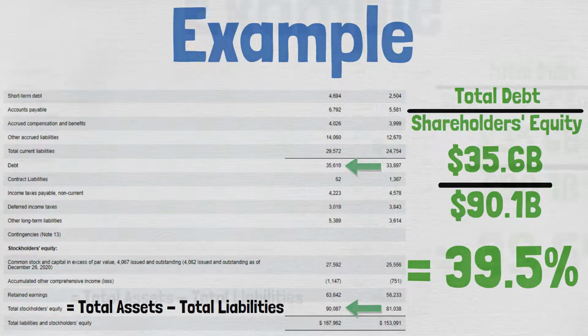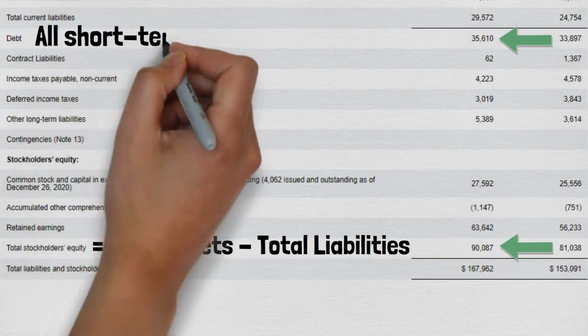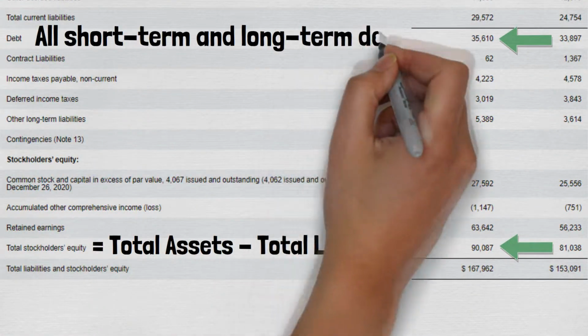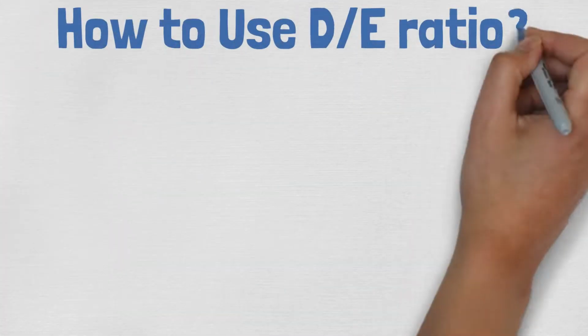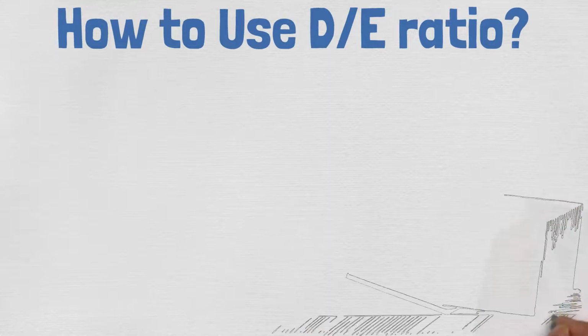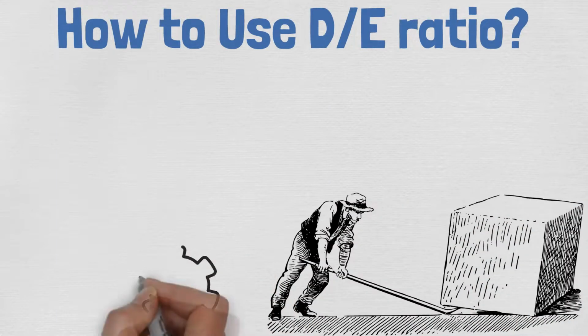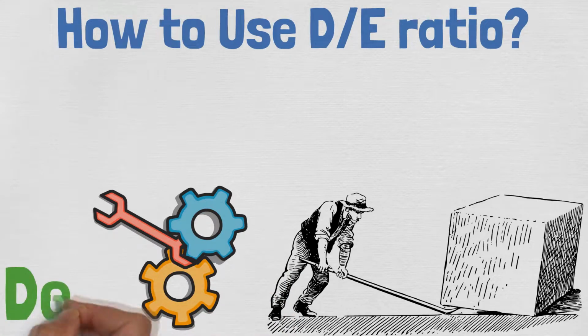Some companies don't directly show their total debt on the balance sheet, but you can calculate it by adding up all the short-term and long-term debts. So what does the debt to equity ratio tell us? It tells us how much leverage a company is using, aka it tells us how much of its operations the company is financing with debt.